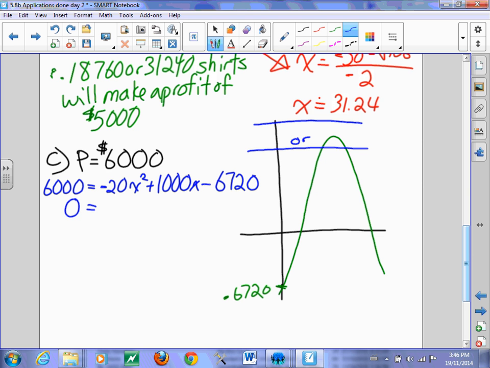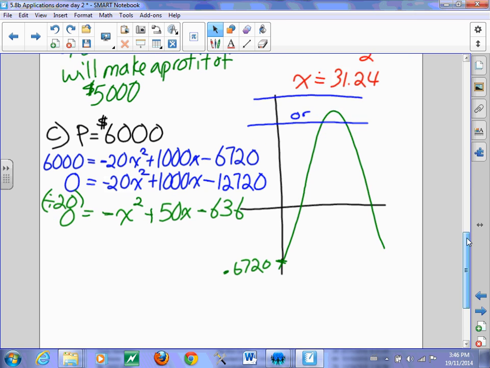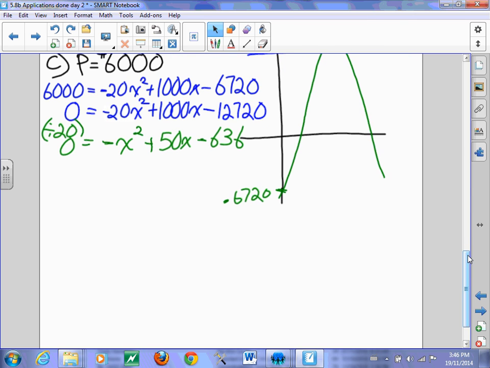All right, so we collect like terms. So when you collect your constants, folks, you're going to have negative 12,720. Again, you're dealing with big numbers, so let's divide everything by 20. Okay. So we get a simplified quadratic of negative x squared plus 50x minus 636. Again, practice plugging in your calculator. Okay. Now that we've got it simplified, let's sub it into the quadratic formula.